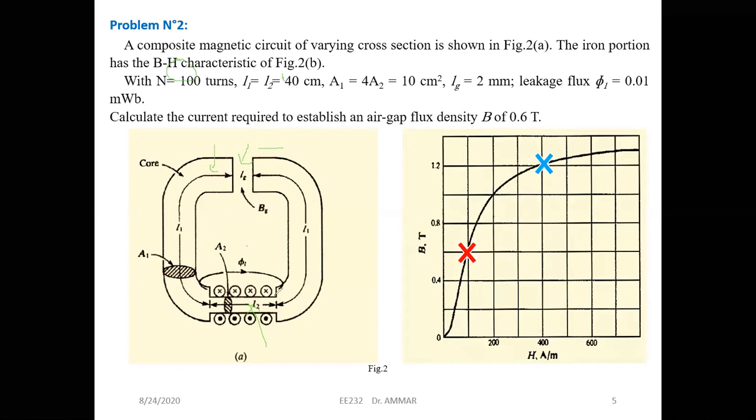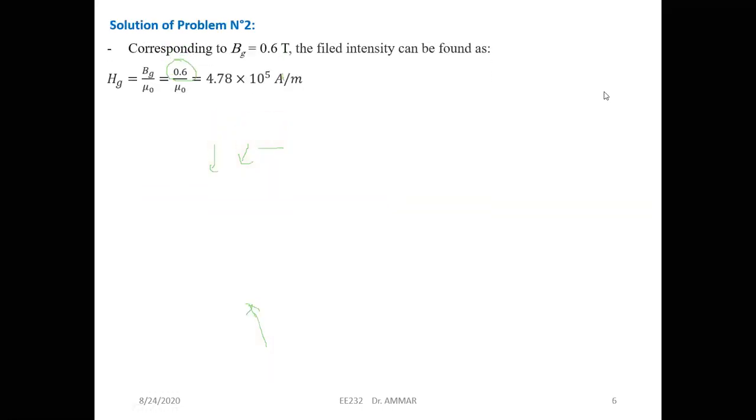It's the same flux, plus the leakage flux. In this case, we have a leakage flux, of course, but the flux in the core is the same in all pieces. But the flux density is not the same. Here, L1 or here, it's the same because they have the same cross section, A1. And in this piece, you see the flux density is different. Okay?